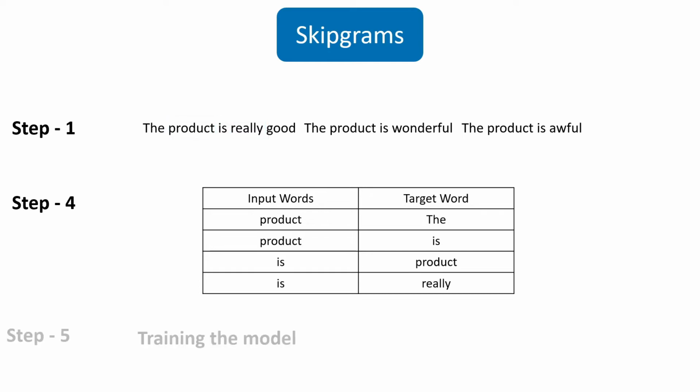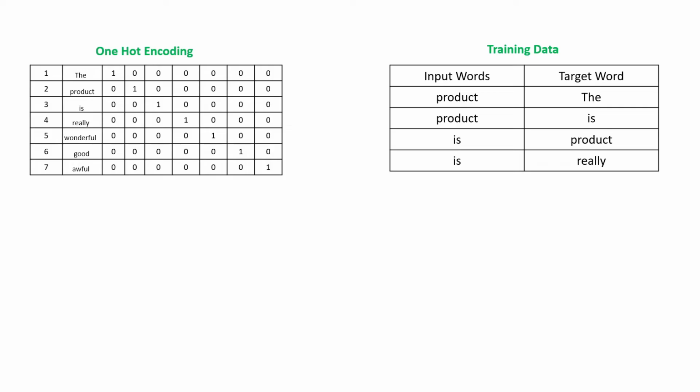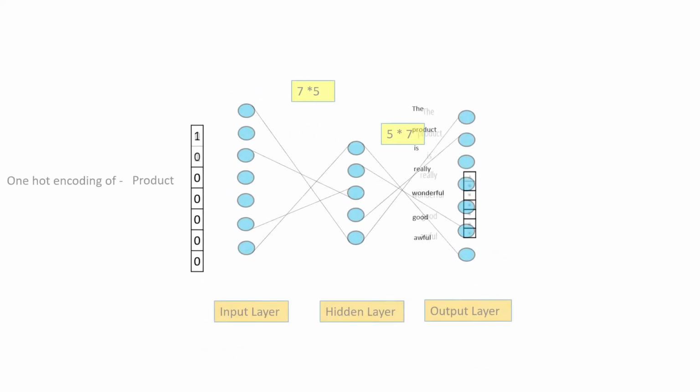And the final step will be training the model. Let's see how to train the model. For training the model, we need these two pieces of information, one-hot encoding and training data. Let's take the first sample, where product is the input word and the is the target word. Let's take their corresponding one-hot vectors and feed them into the model.